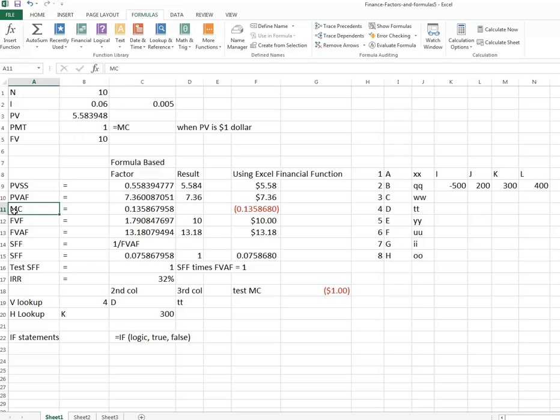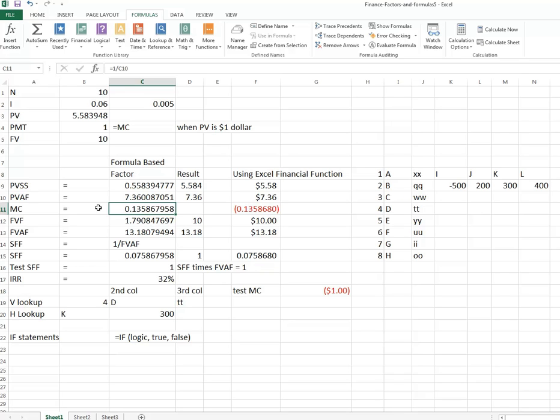Now, this next function is a mortgage constant, MC. The mortgage constant is 1 over the number above in C10, which is the present value of annuity factor. So what you see here is that a mortgage constant, which is the amount of payment that you would need to make to pay off the interest and the principal on a loan over a certain number of periods, that annual mortgage payment expressed as a percentage of the original loan, in this case 0.1358679958, which we would multiply times the loan to come up with our periodic payment.